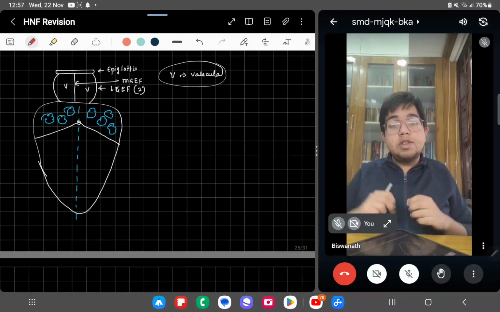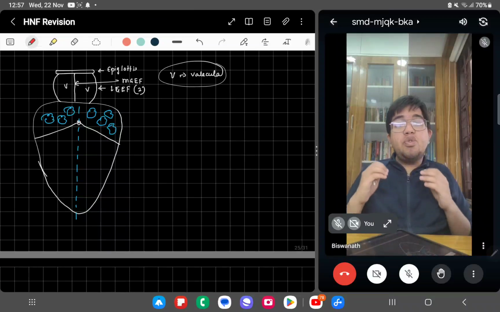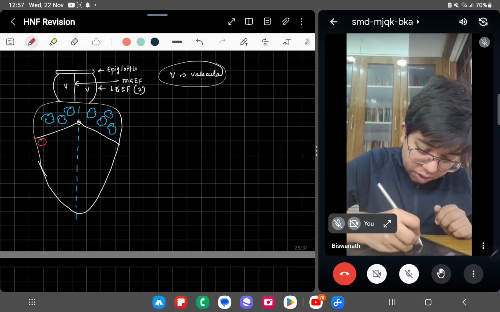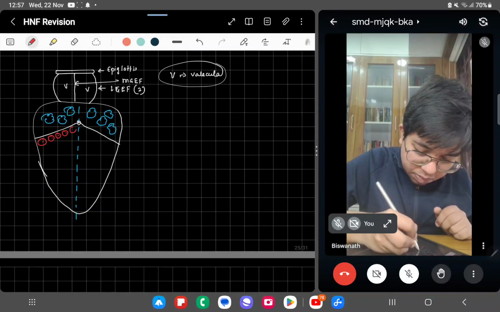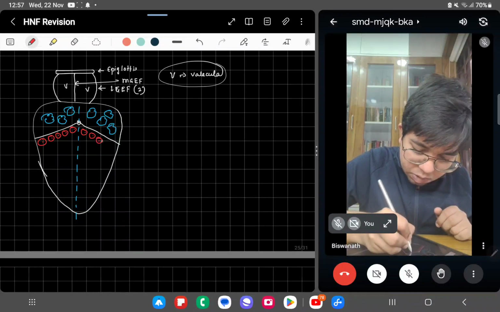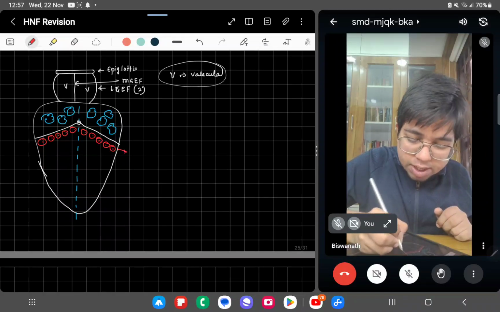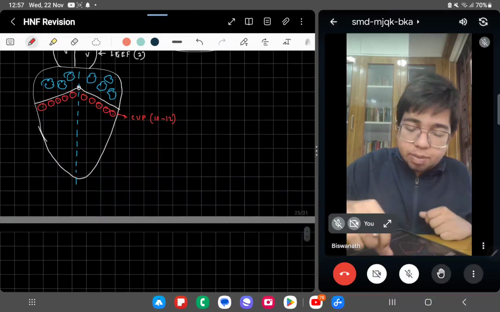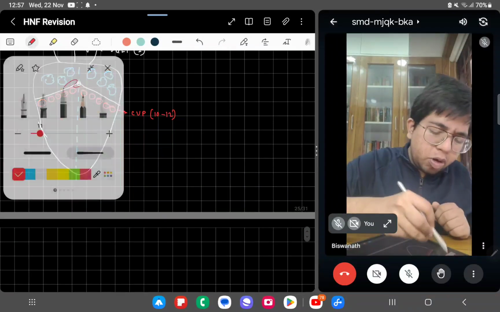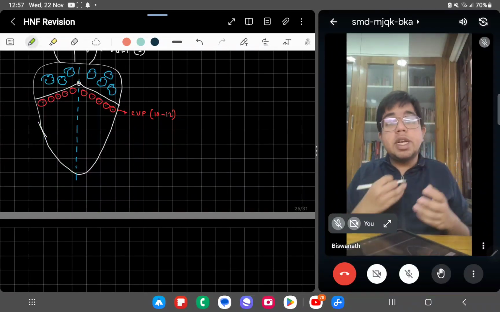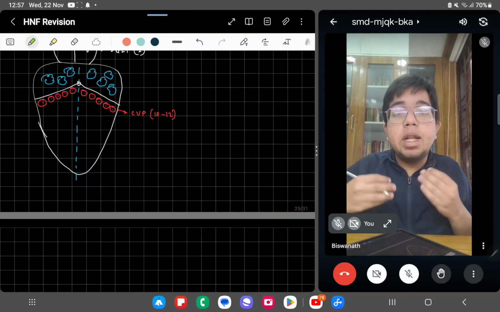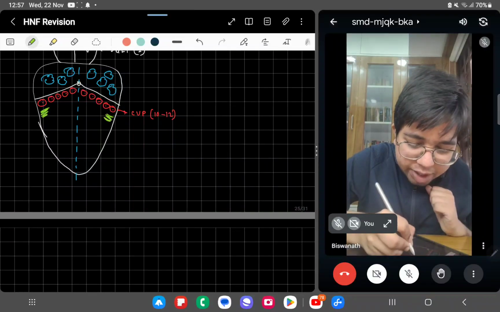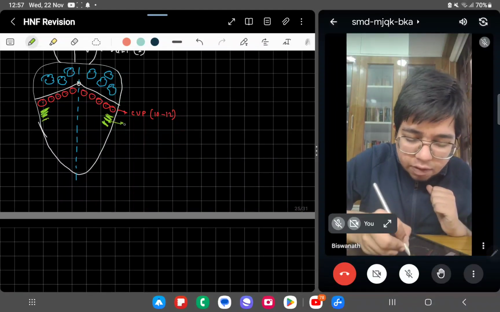Along this sulcus terminalis, you have the arrangement of 8 to 12 large papillae called the circumvallate papillae. They are 10 to 12 in number, and they are the largest of the papillae. You know about these papillae, so I'm not going into much detail. Then we have some leaf-shaped papillae, the foliate papillae, which are rudimentary in humans. You have some foliate papillae present over here.